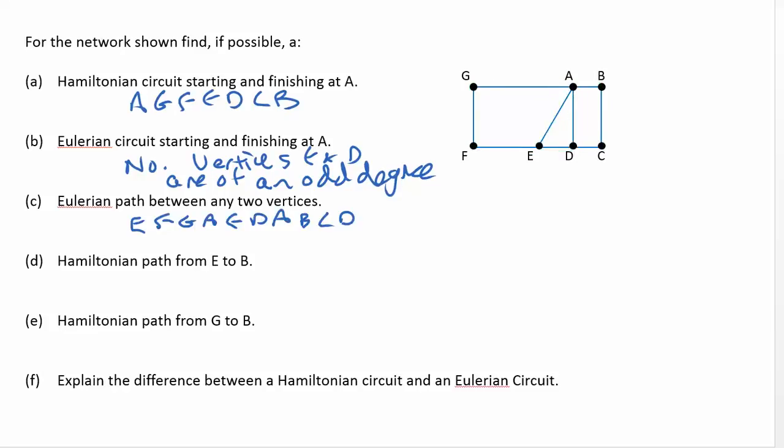For D, there's quite clearly quite a few Hamiltonian paths. I'll just illustrate one. A Hamiltonian path passes through each vertex once and once only, starts at the designated vertex, and finishes at the other, having passed all the other ones.